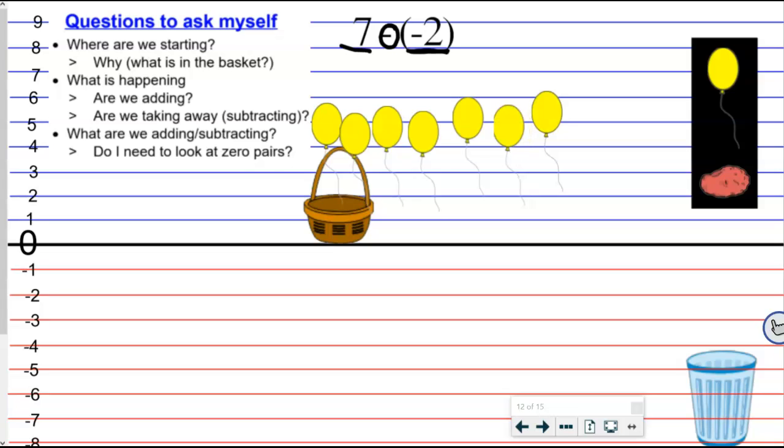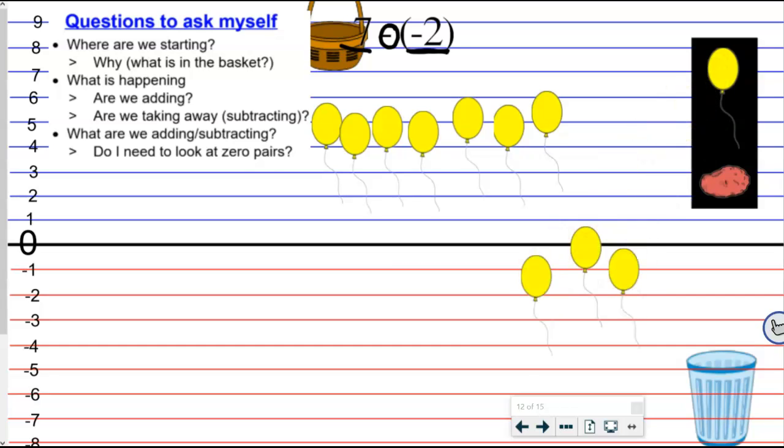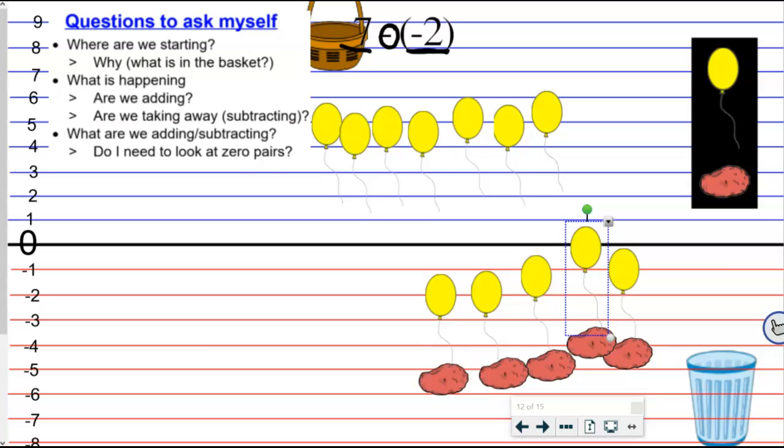Okay, looks like we've got our 7 balloons that they said we were going to start with. And when we have 7 balloons, where does that basket go? Good. All the way up there at 7. Okay, so we don't have enough rocks, so we have to look at the 0 pairs. 5 0 pairs. Interesting. So they put the extra balloons because they were putting the balloons on as part of 0 pairs. They're getting those rocks on there now to be part of the 0 pairs.